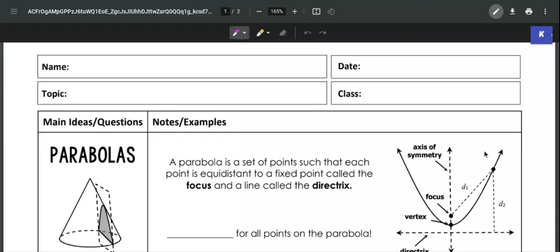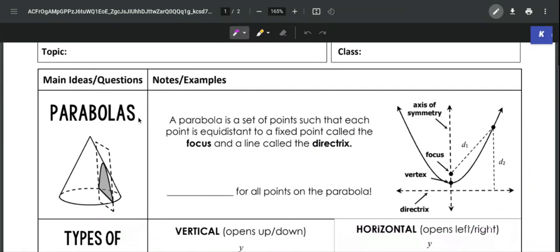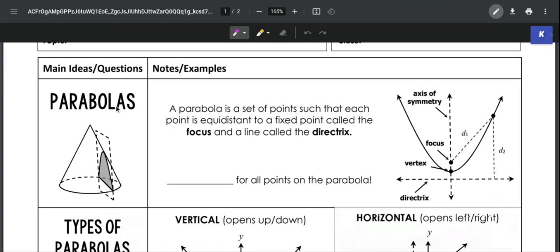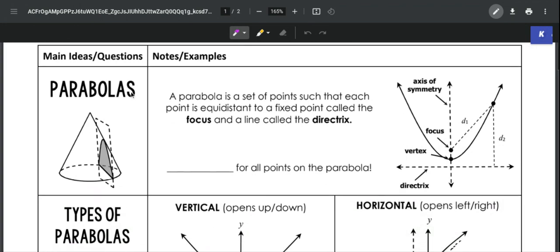This video is just going to cover the intro material for parabolas. So this is going to be the last conic section that we actually cover. And we've dealt with some parabolas before, but we're going to look at a more in-depth look.